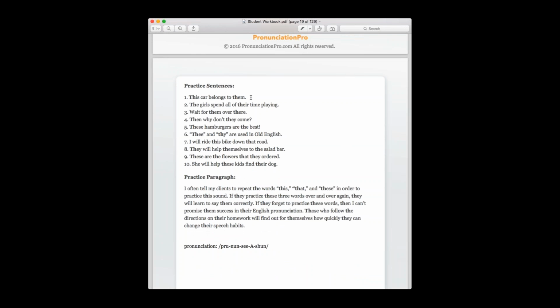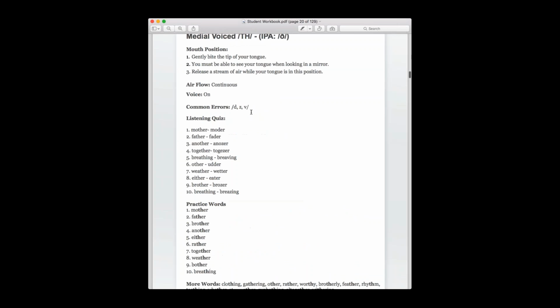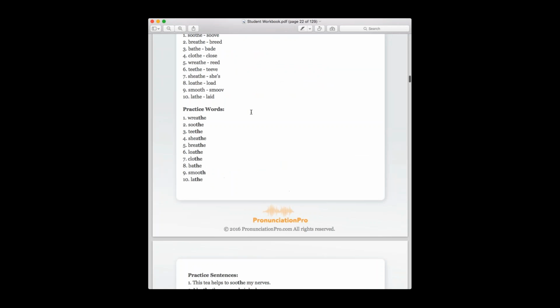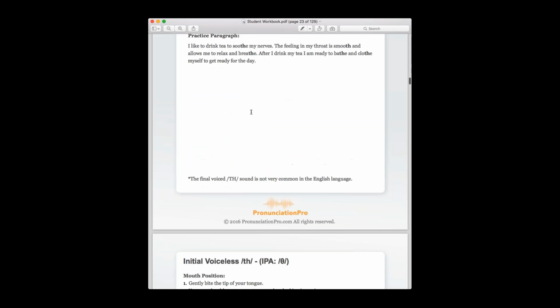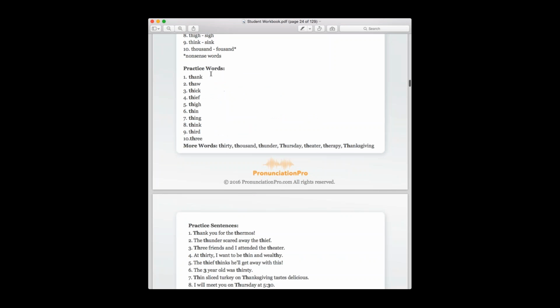This car belongs to them. The girls spend all their time playing. Wait for them over there. Perfect. Yep, that sounds really good. And you had a nice fluid movement to it, so that sounds really nice.